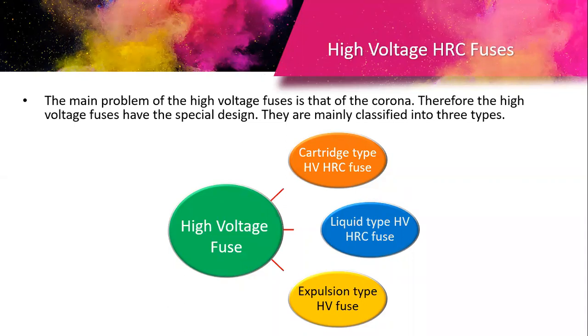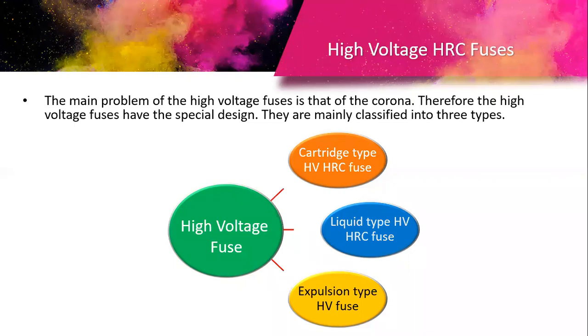So we will learn corona later. Corona will appear whenever there is high voltage in a system. So this is the one problem. We are going to nullify this corona effect in the case of the high voltage fuses. For that purpose a special design is required. Therefore the high voltage fuses have a special design.